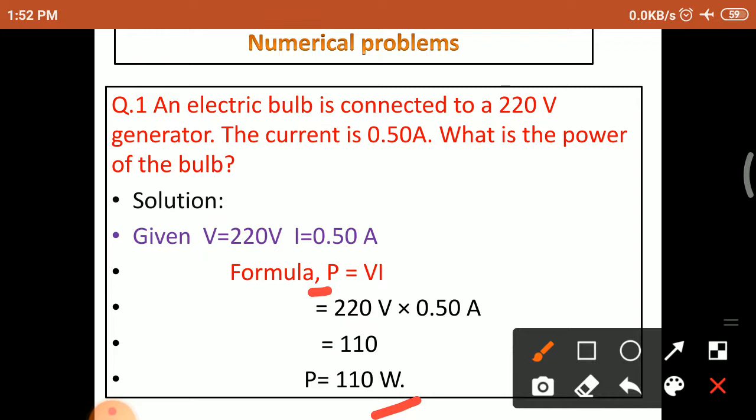Do you understand how to calculate the power of the bulb? Because we have three types of formulas, P equal to VI, P equal to I squared R, or P equal to V squared by R. So for the given values, we can use the different types of formulas.